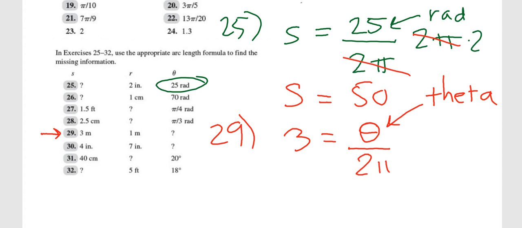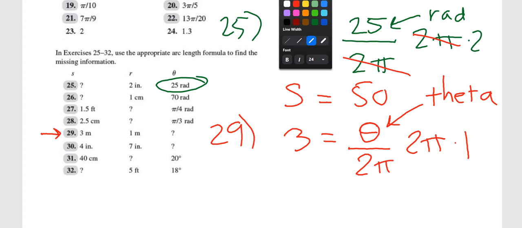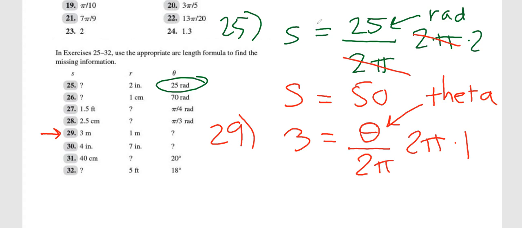Okay, and we're talking 2 pi radians and 2 pi times the radius, which is 1. And yes, I know, the 2 pi's cancel out. What does that mean about theta? Theta is equal to 3 radians. Now that's not 3 pi radians. It's just plain old 3 radians. It's a decimal equivalent of radians.